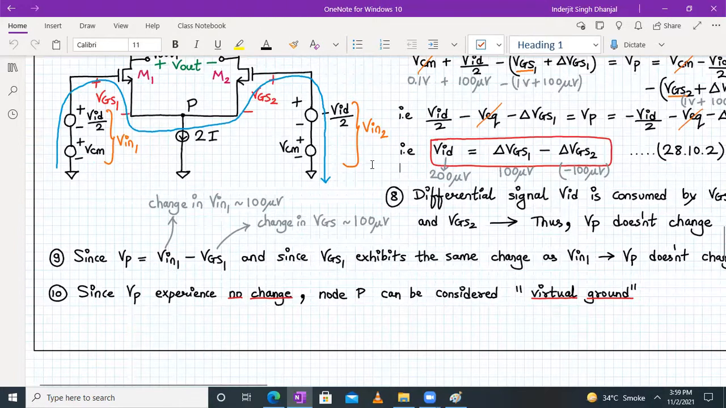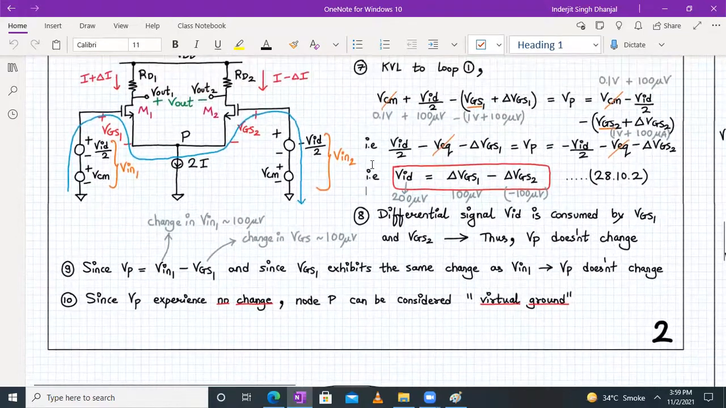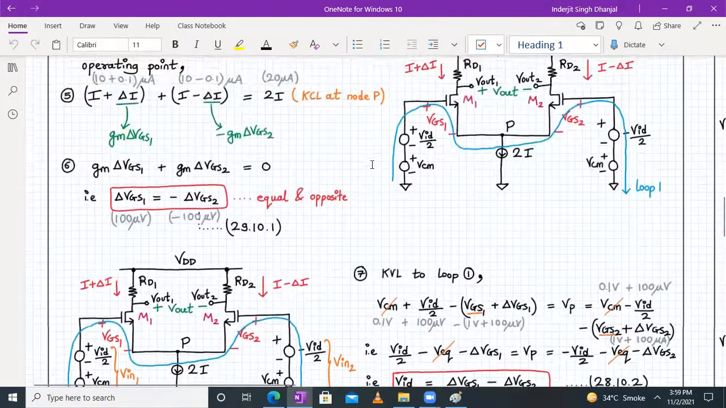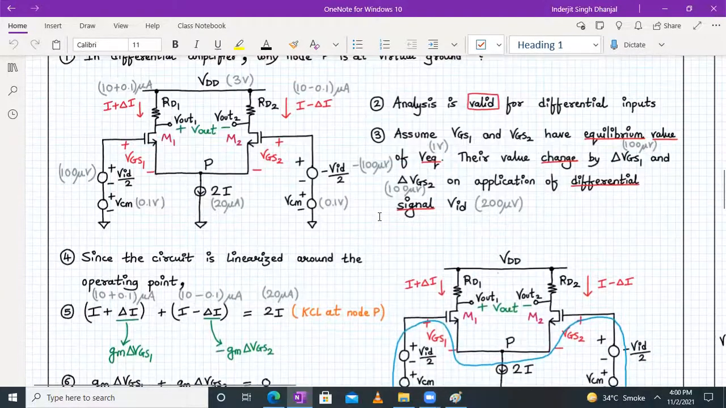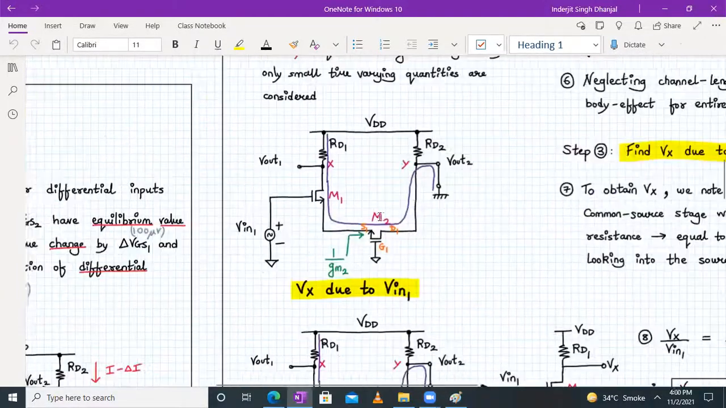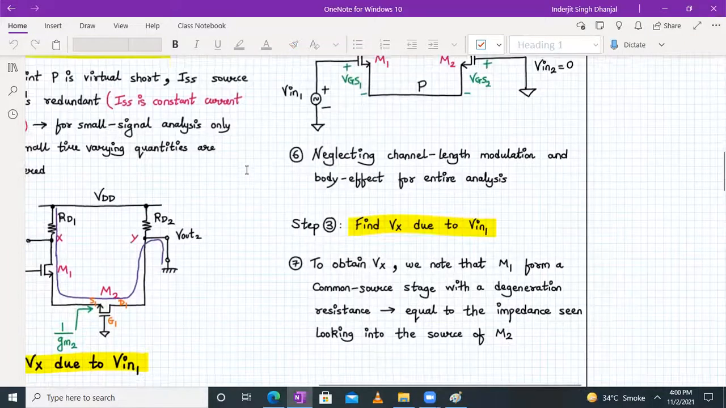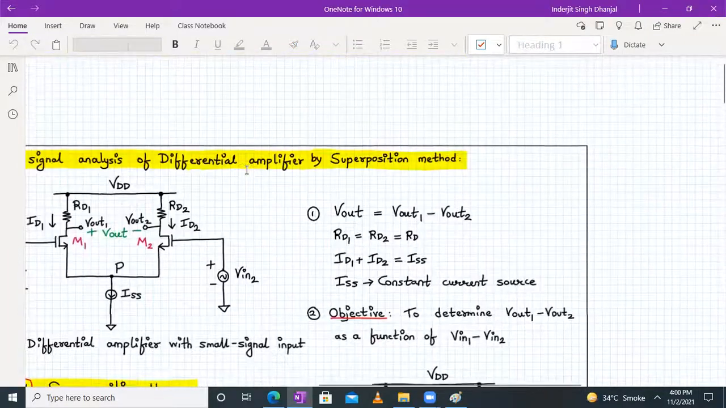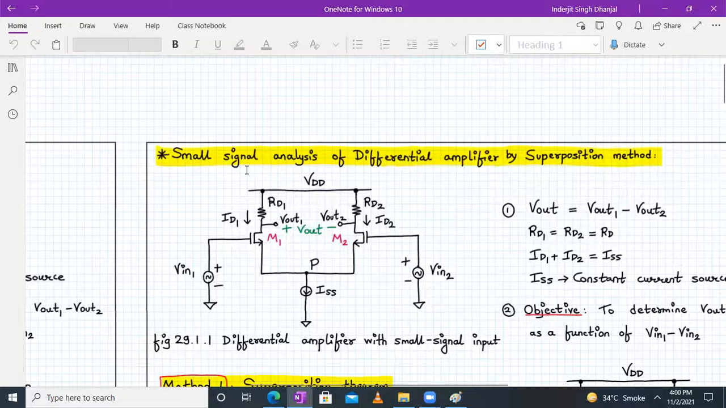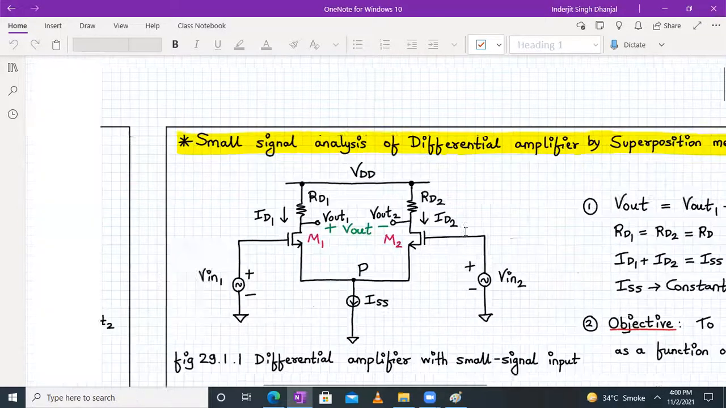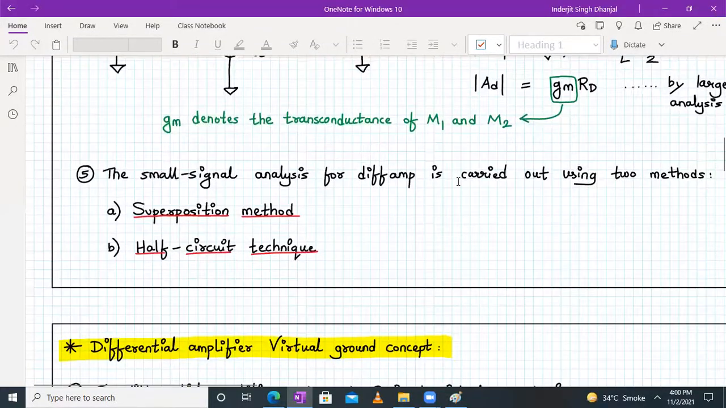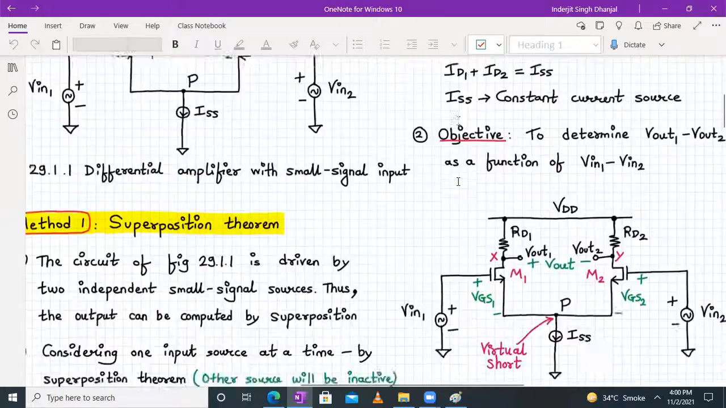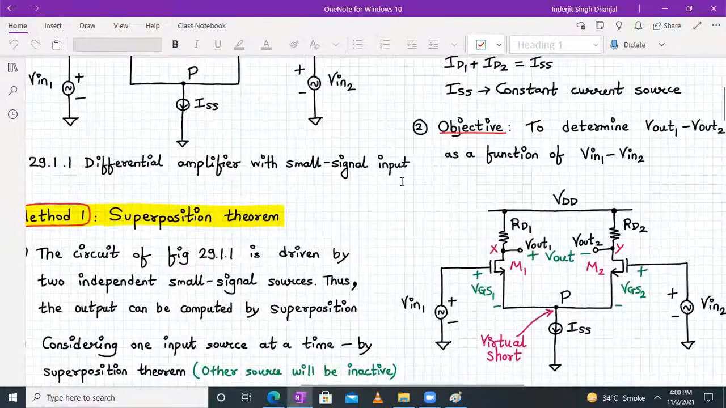I don't know how much I was able to justify this, but you look into it, read it once more, and you can refer to this one more time. Okay, so let me proceed ahead with the topic at hand, that is the expression for voltage gain using the small signal analysis by the superposition theorem. Today we are doing the superposition theorem. Next time we will do the half circuit equivalent.